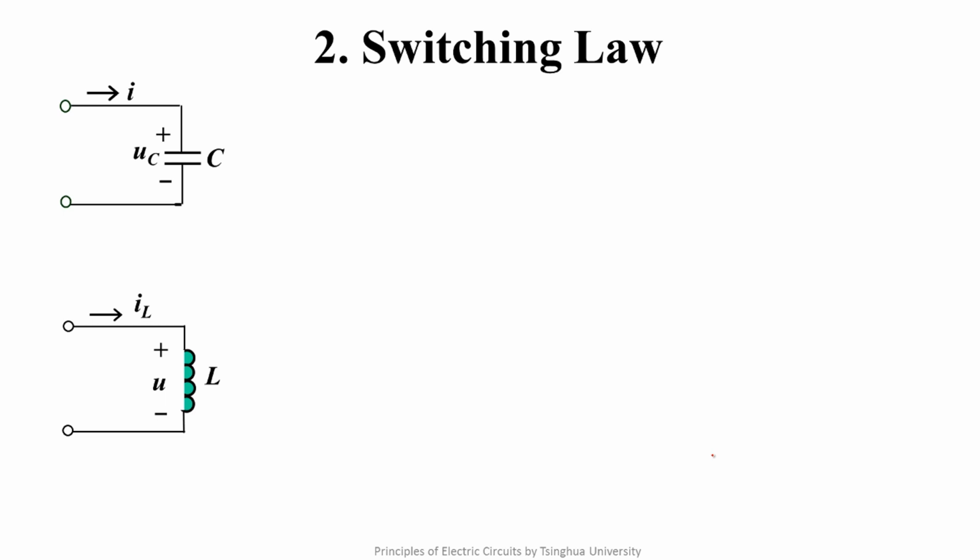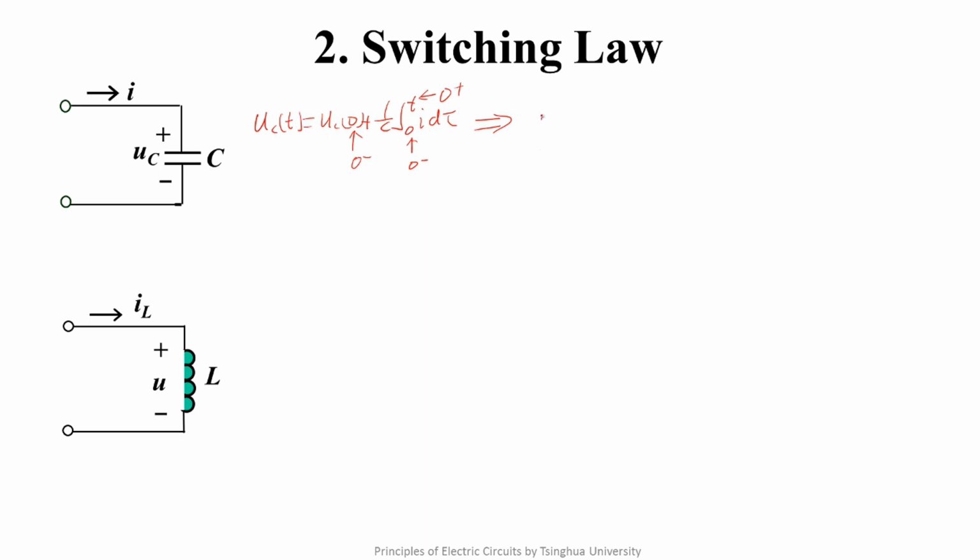The switching law has two parts. The first one is about capacitors. The integral form of the UI relationship of capacitors is like this. In this equation, we intend to rewrite the 0 as 0 negative and all the t as 0 positive. So the equation can express the uC change from 0 negative to 0 positive, a very small period.